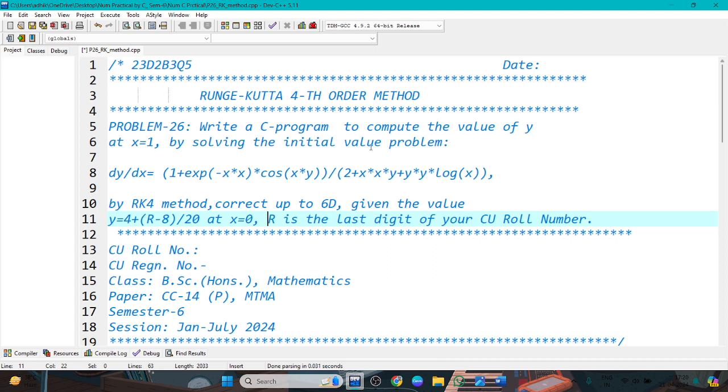Write a C program to compute the value of y at x equal to 1 by solving the initial value problem dy/dx equals (1 plus e to the power minus x square cos xy) whole divided by 2 plus x square y plus y square log to the base e, by RK4 method correct up to 6 decimal places, giving the value of y equal to (4 plus r minus 8)/20 at x equal to 0. R is the last digit of your CU roll number.